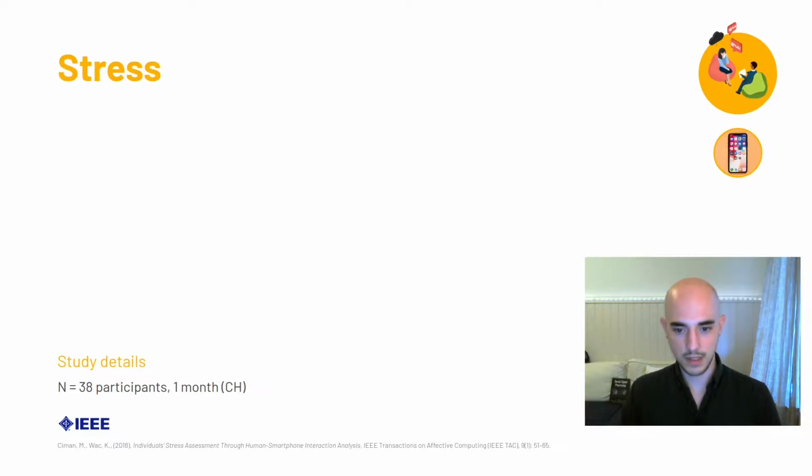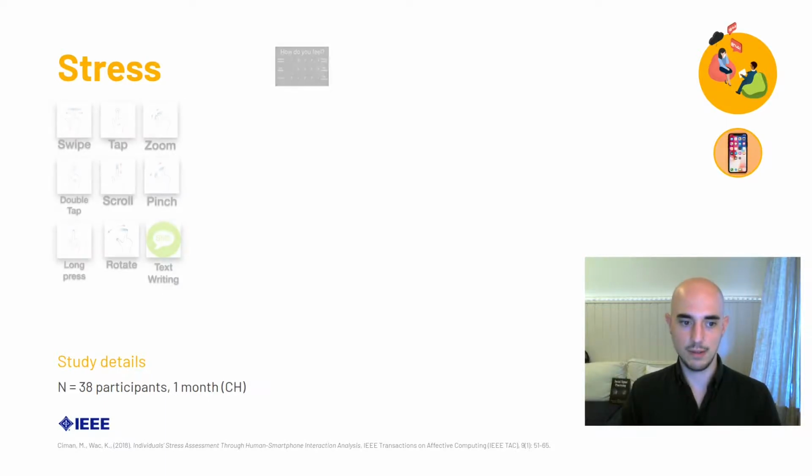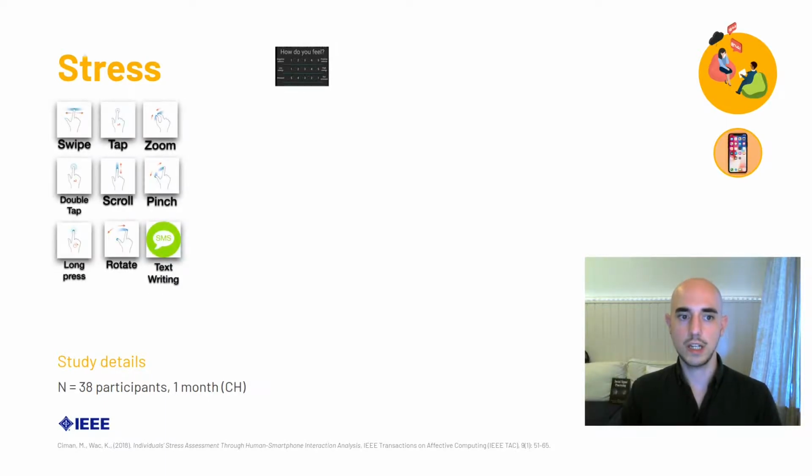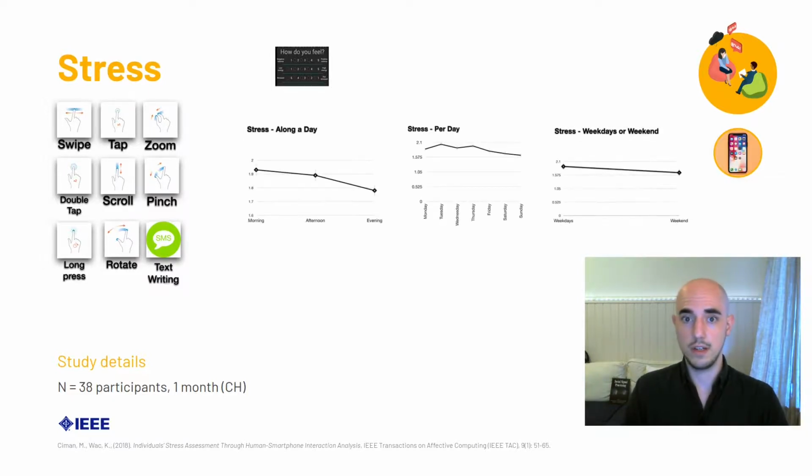Another study that we did was on stress, with 38 people. We were working on stress assessment by using the smartphone's screen, meaning that the way we use smartphones is influenced by our level of stress. For different types of touch, so swipe, tap, zoom, and everything like that, there was a link between that and the stress level.